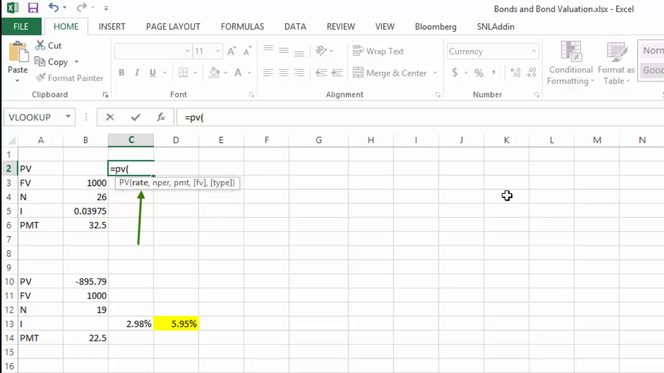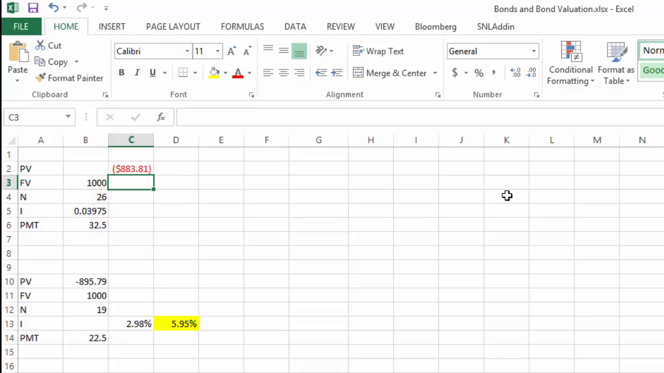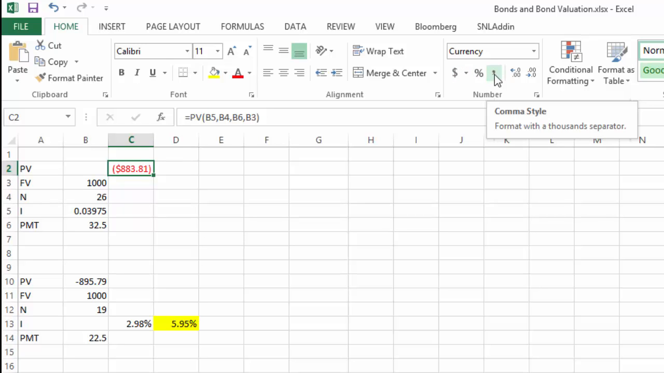So the first input is the rate, so I'm going to go down and highlight that rate. I'll hit a comma, and the next thing it asks for is nper, so that's the number of periods. That's in cell B4. The next one is the payment, so I'll go down in here and choose payment. And finally, future value, which is the $1,000 amount. And those are all the inputs that I need to solve for this bond price, and so I get $883.81.